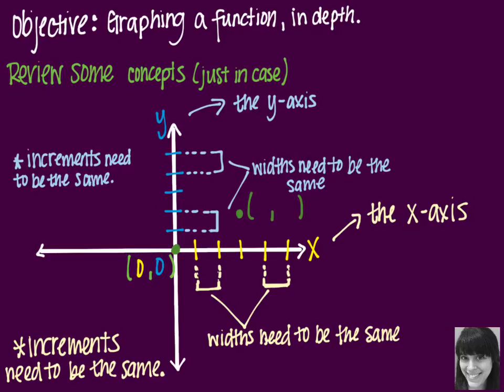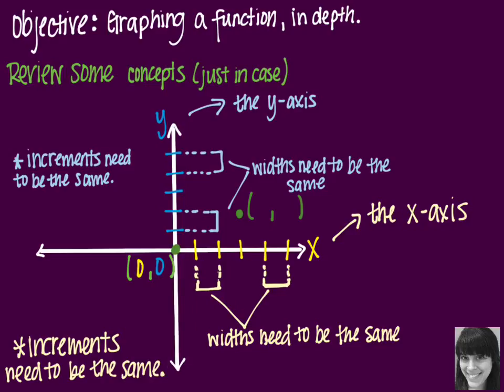Okay, so when you're graphing a function, the first thing you have to do is draw your x and y axes, right? So your x-axis is the one that's horizontal, okay? Horizontal means laying flat. And then your y-axis is the one that goes up and down, okay? It's called vertical, all right?